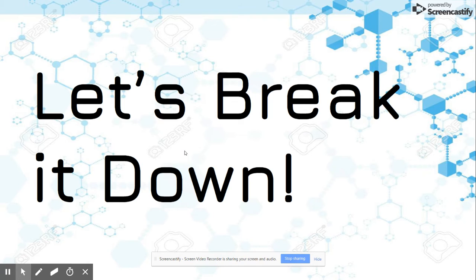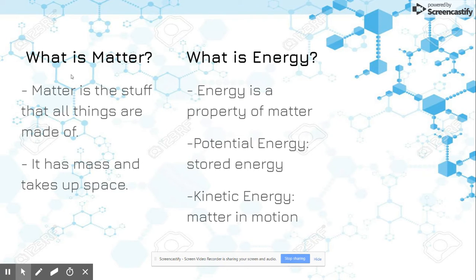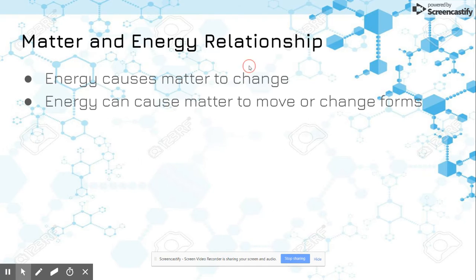So let's break down the science behind it. Matter, as we know, is the stuff that all things are made of. It has mass and it takes up space, whereas energy is a property of matter, a property that matter possesses. There's two types of energy: potential energy, which is like stored energy, and kinetic energy, which is matter in motion or matter changing forms. And we see a very good example of that in my one demonstration.